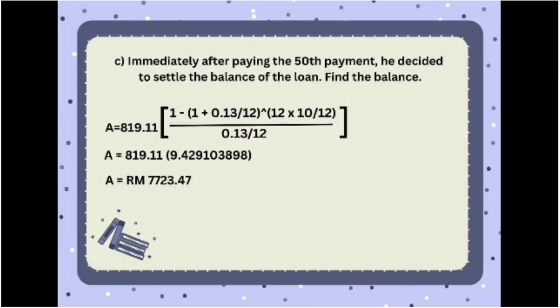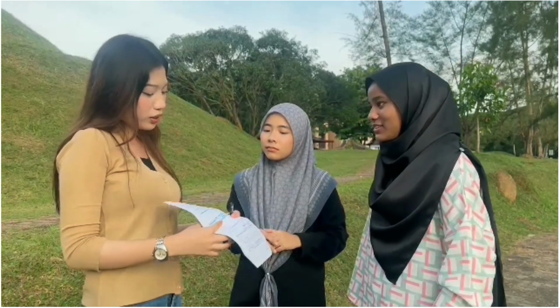For this question, we know that the total time to settle the loan is 60 months. So we subtract 50 months from 60 months, and the balance of the loan is 10 months. For this solution, we are able to use present value of annuity. We substitute all the information given, and we get the total balance of the loan that he should settle immediately. Okay, I think I'm already finished with the questions.